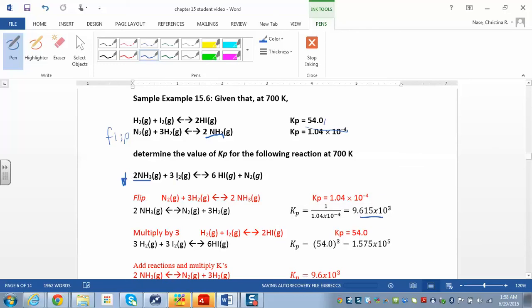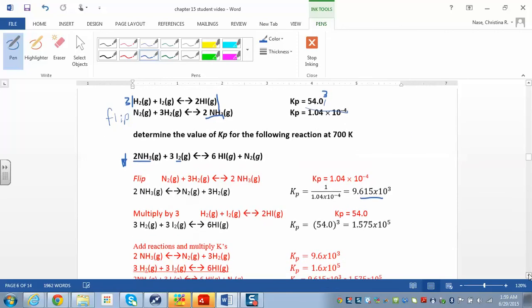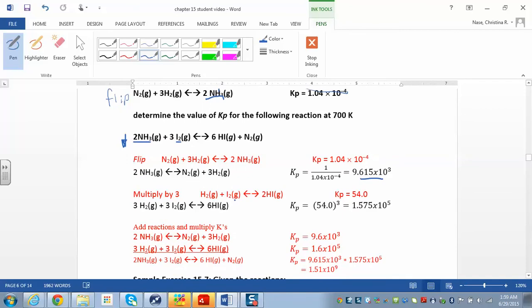Then I look at I2. So I2 is in this top reaction. I want it as a reactant, I have it as a reactant. I want 3, I only have 1, so what should I do? Multiply the whole reaction by 3. So when I multiply this whole reaction by 3, what do I do to the K? I raise it to the 3rd power. I don't multiply it by 3, I raise it to the 3rd power, I cube it. And so that's what we did here. If you multiply this reaction by 3, raise the K to the third power.